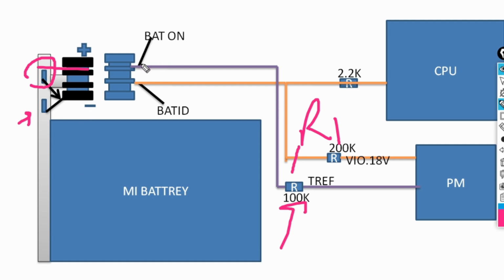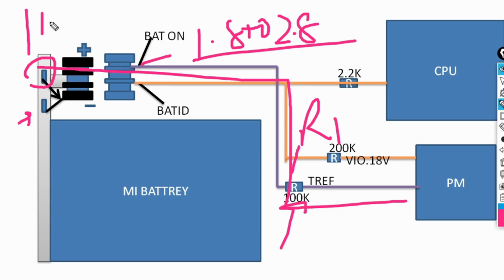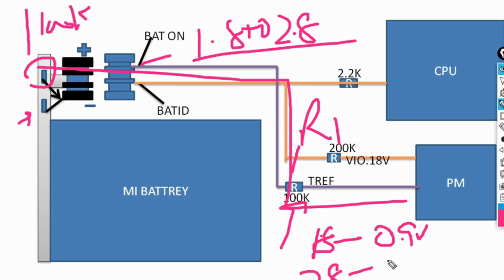When you connect the charger, you will get 1.8 volt to 2.8 volt on a battery temperature line, thermal line, right here. When you connect the charger, this whole line become 1, right? Suppose this is also a 100k resistance, this resistance. So if you have 1.8 volt, then after divider circuit work, you will get 0.9 volt. If you get 2.8 volt from PMIC, after divider circuit work, you get 1.4 volt, right?